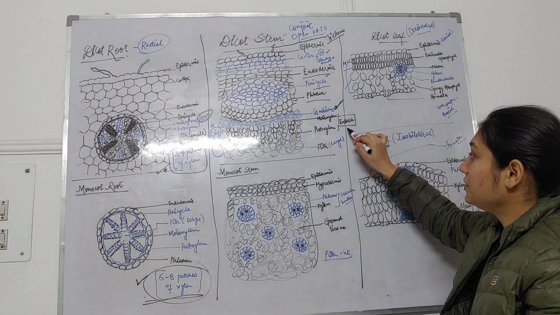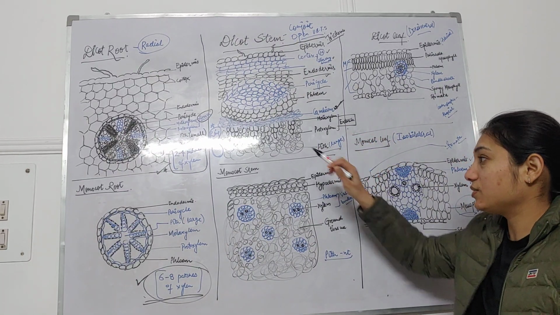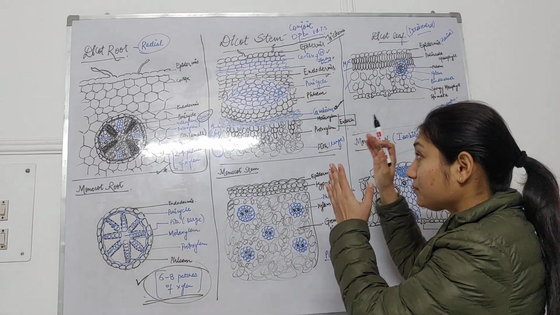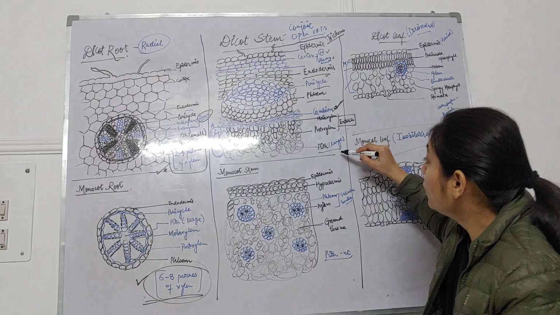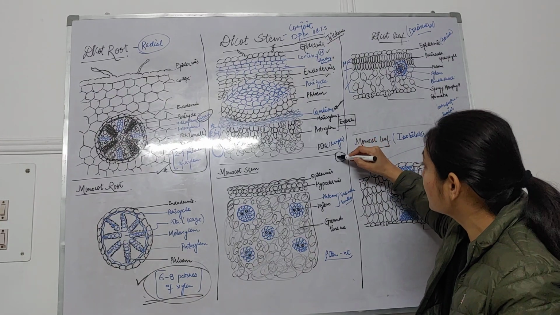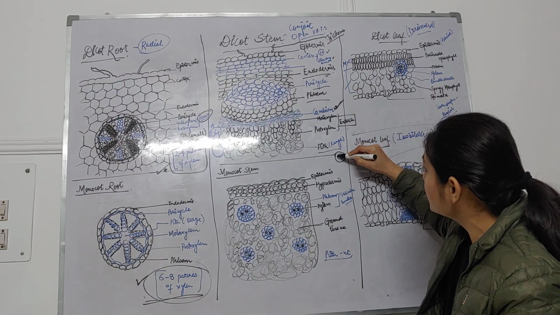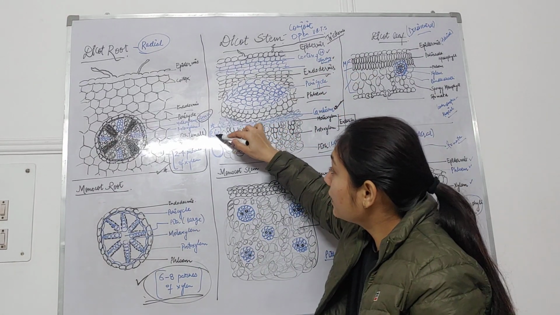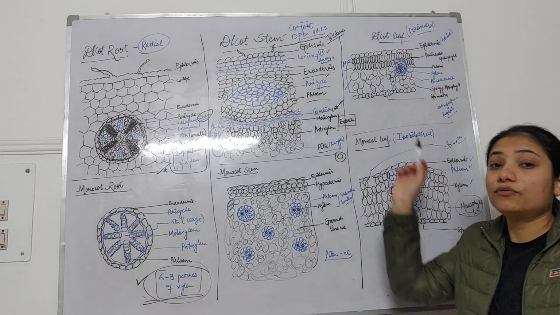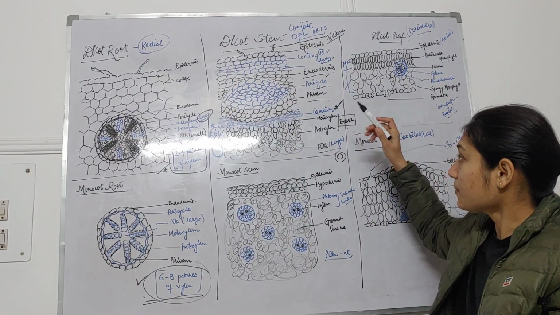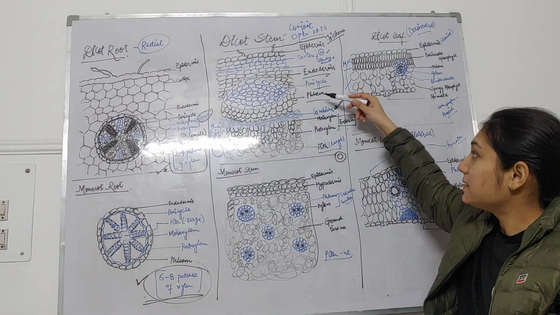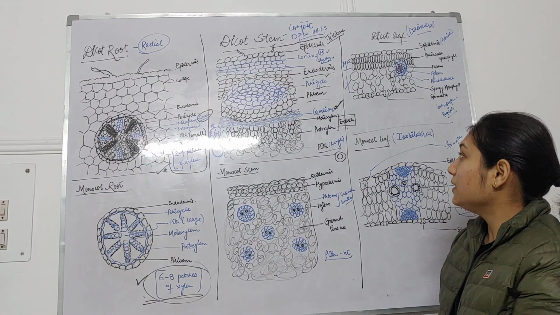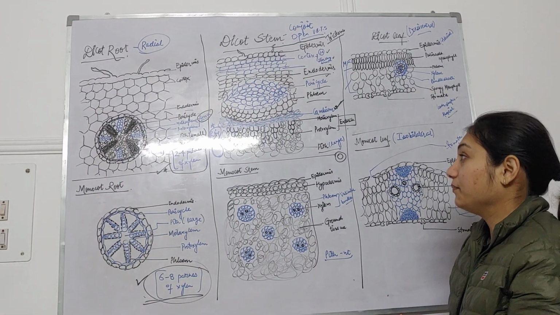So the endarch condition is seen and the pith is large. As we see, this is a small transverse section, and when we see the whole transverse section, we see that the cambium ring is present, which is a characteristic feature of the dicot stem. So here the ring is the characteristic feature of the dicot stem, and cambium is present between xylem and phloem, and the endarch condition is seen in protoxylem and metaxylem.